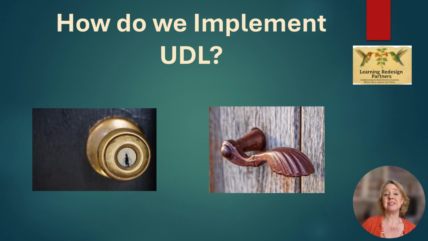Now, you will often see handles. These are much more usable as they don't require you to grasp, and in fact, sometimes when my hands are full of books, I find these helpful because I can use my elbow to still open the door. This is a perfect example of universal design improving access for everyone.